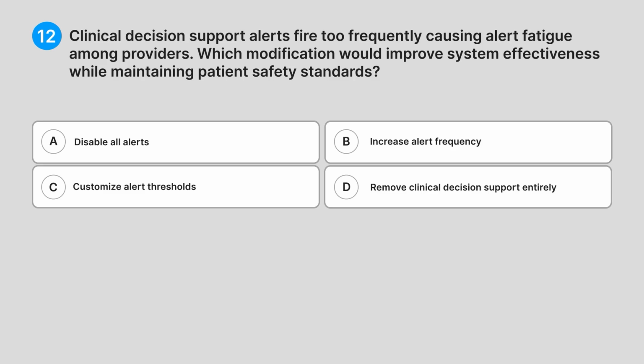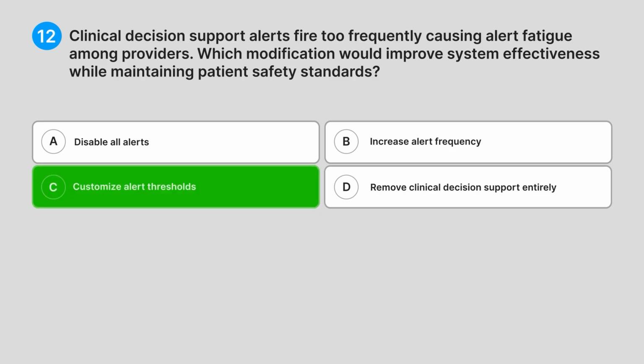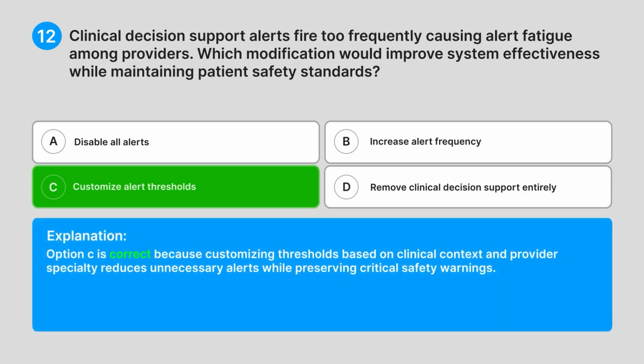Correct answer: C. Customize alert thresholds. Explanation: Option C is correct because customizing thresholds based on clinical context and provider specialty reduces unnecessary alerts while preserving critical safety warnings.